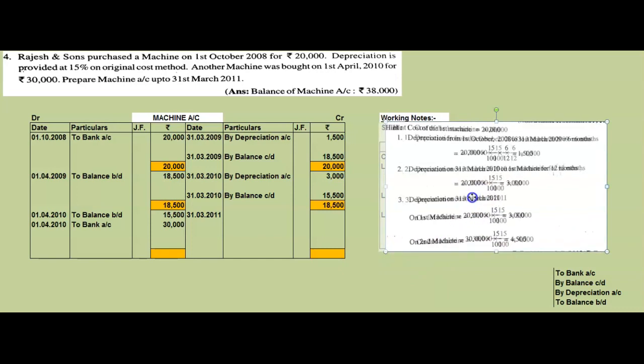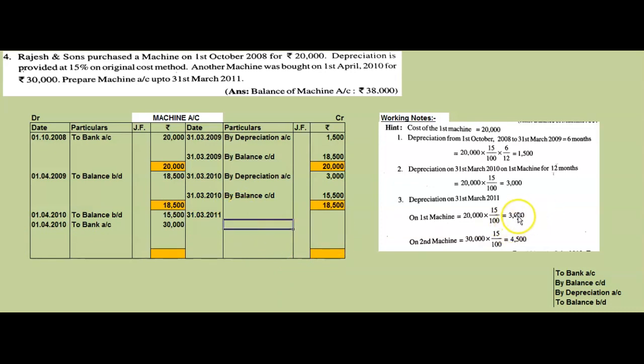So for the second machine also, we have taken a full year of depreciation. Why a full year? Because it is with us from 1st April 2010 to 31st March 2011. I think I made myself clear. So you can take the two depreciations separately, or take the total depreciation at a time. Depreciation of the first machine is 3,000, of the second machine is 4,500, and the total will be 7,500.